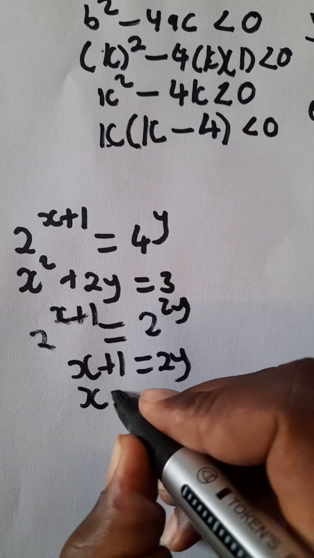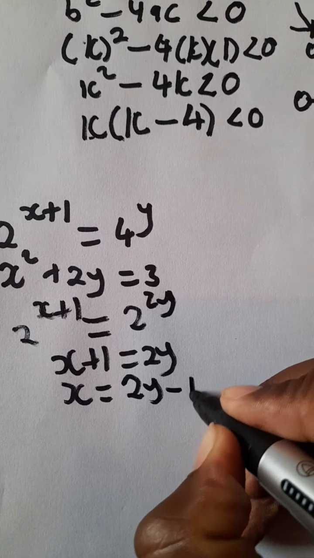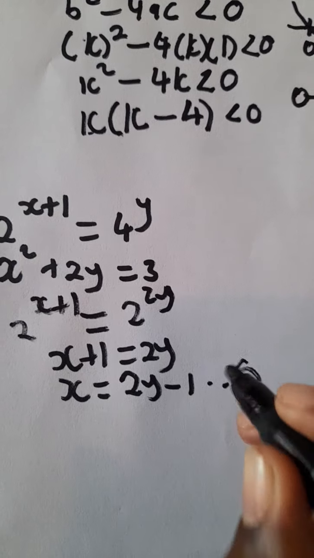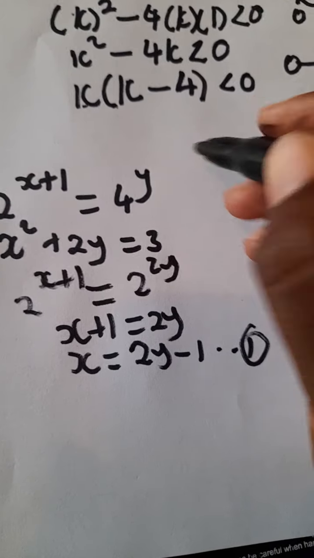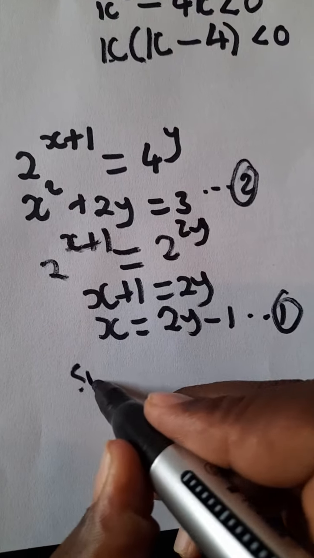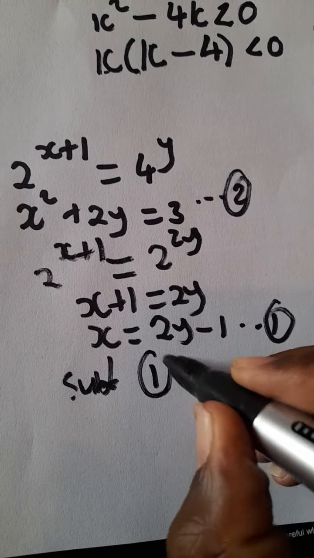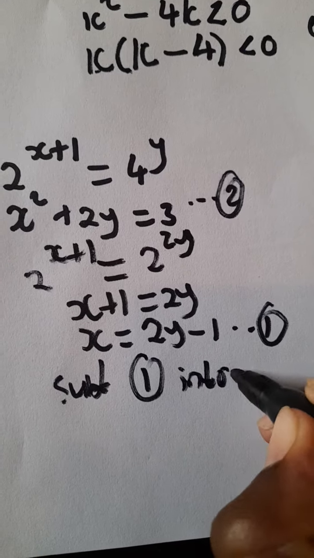We can make x the subject by taking the 1 to the other side. It will be 2y minus 1. This is the first equation, and this will be our second equation. To make things easier, let's substitute equation 1 into 2.